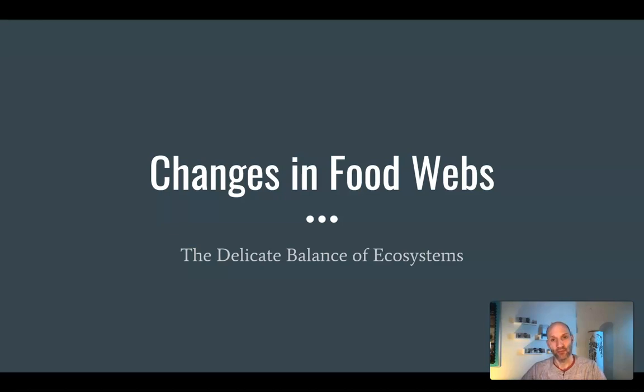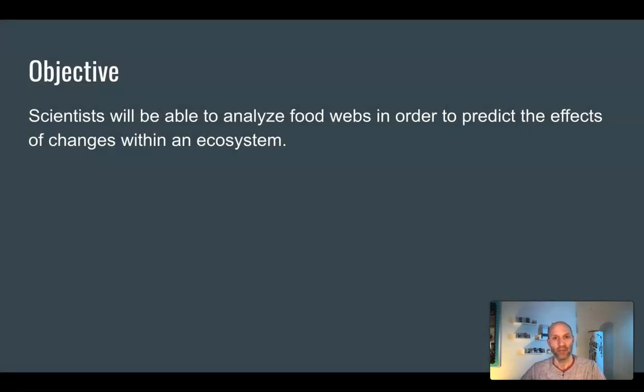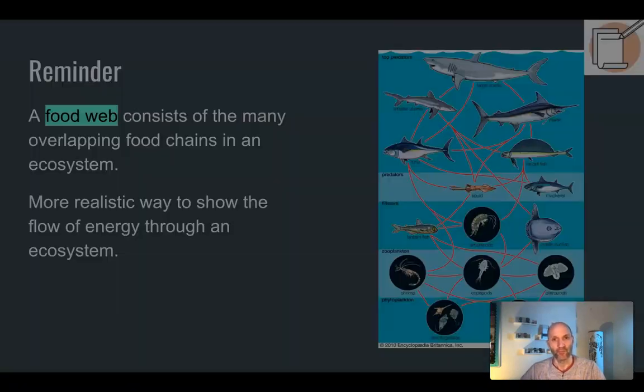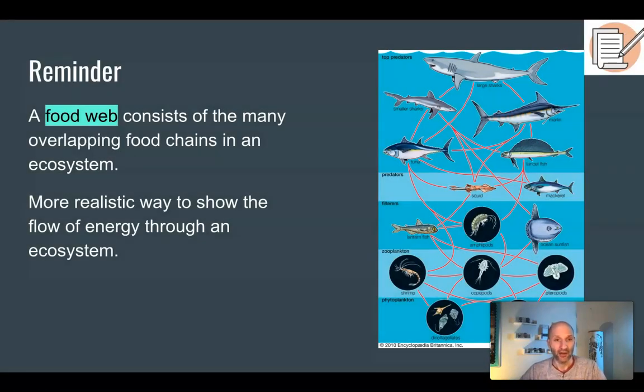Changes in food webs. In this video, scientists will be able to analyze food webs in order to predict the effects of changes within an ecosystem. As a reminder, a food web consists of several food chains that are overlapping. And we create food webs because they're more realistic representations of an ecosystem.